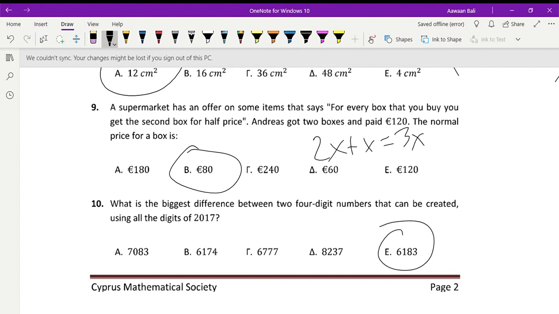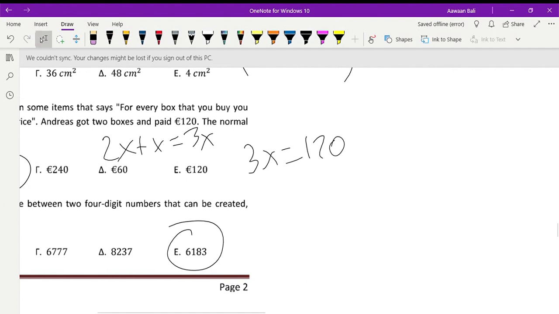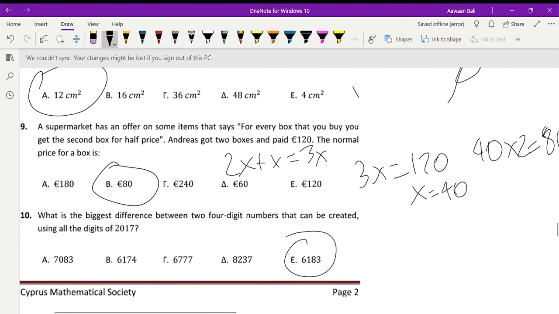We all know that. So we have 3x is equal to 120, and then we divide both sides by 3. x is 40. Now we can do 40 times 2 to find the original price, and that's 80 euro. So we know that the answer is Vita. And I recommend this method better.